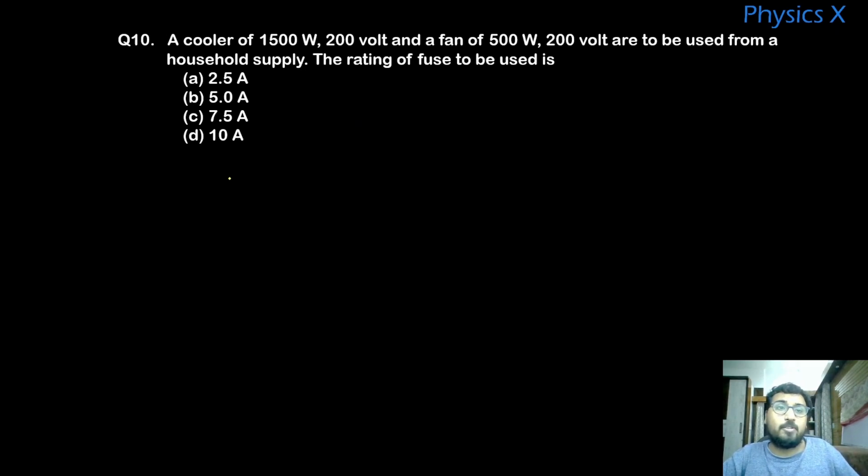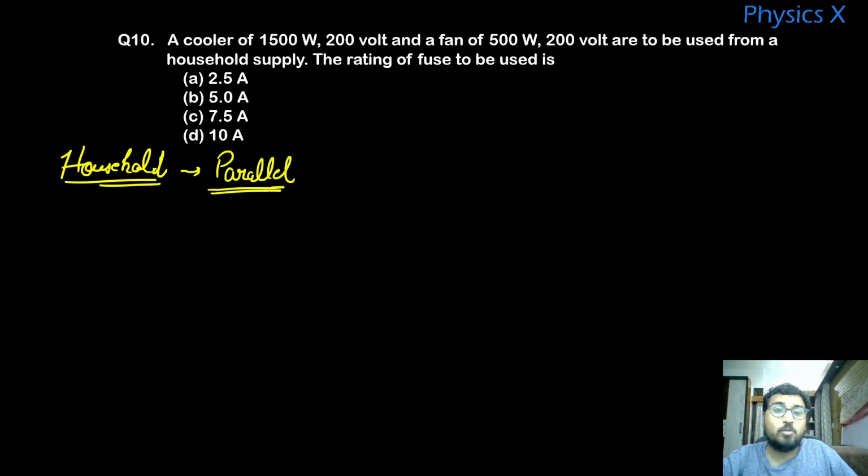Right. Now let us see the next question. A cooler of 1500 watt, 200 volt and a fan of 500 watt, 200 volt are to be used from a household supply. The rating of fuse to be used is, right. As I told you, in household connections the parallel combination is to be used. Nothing is mentioned here about the combination between this cooler and fan, so I will consider that this is a parallel combination only.